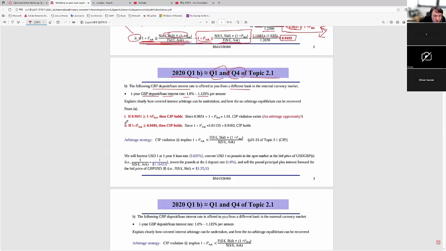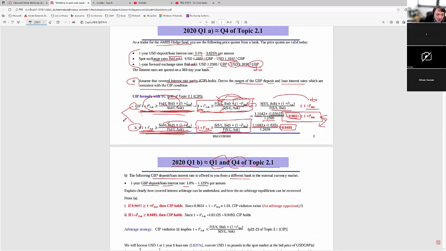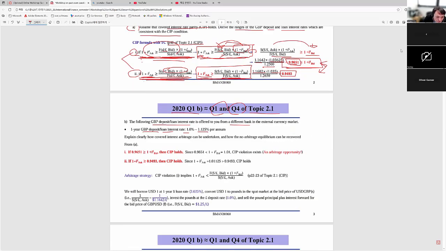Now in the previous question, when CIP holds, we should have this range for the bid rate and this range for the ask rate. Now we need to compare this bid rate and this ask rate, and see whether these satisfy the CIP condition we just computed. So from A, if this is true, then CIP holds.